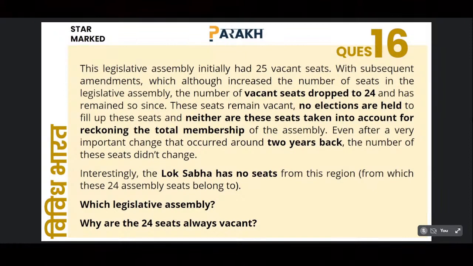So part A is which assembly are we talking about, and part B is why are the 24 seats always vacant, and you have to fill the answers accordingly in the Google form.